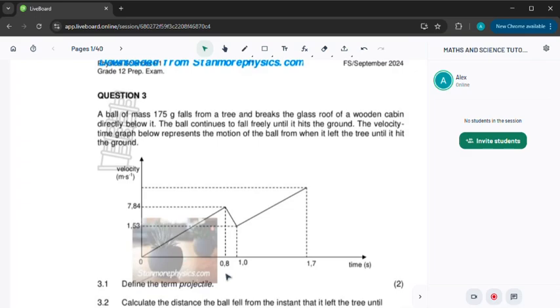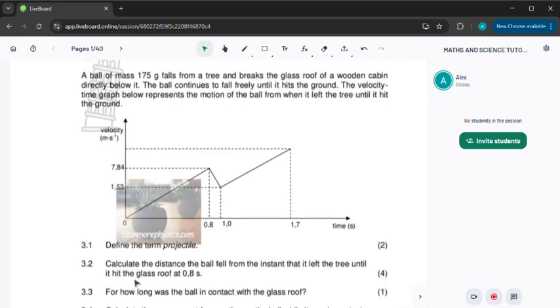Projectile, that is an object which has been given an initial velocity and on which the only force acting on it is the gravitational force only. Okay, an object which has been given an initial velocity and on which the only force acting on it is the gravitational force only.